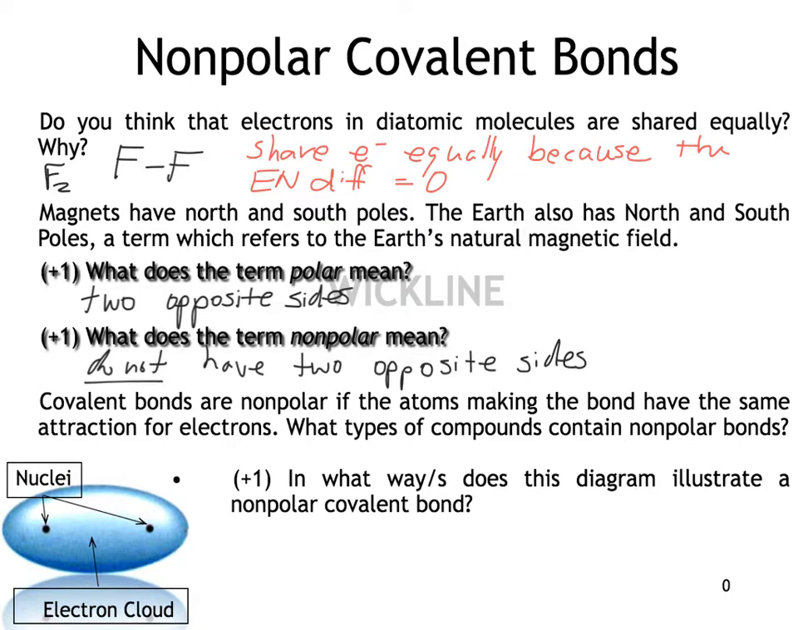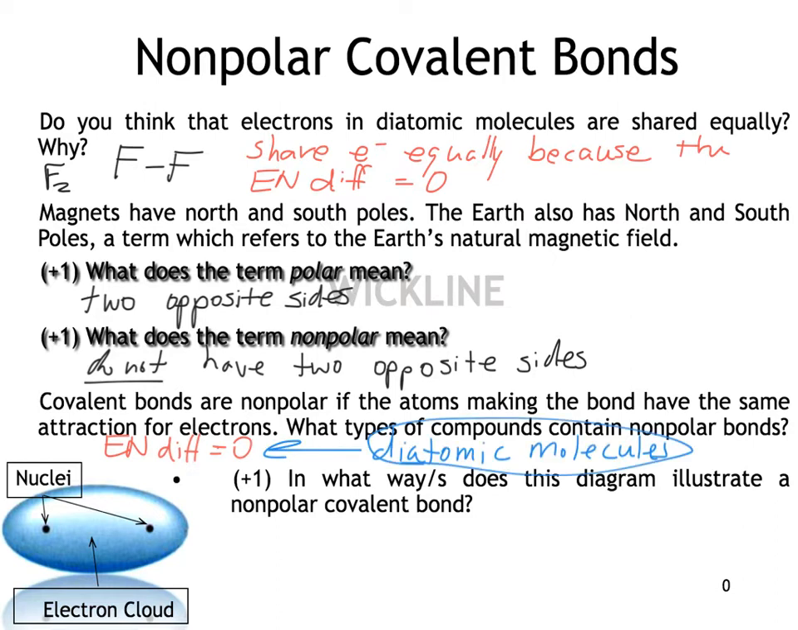All right, so to the meat of this slide, covalent bonds are nonpolar if the atoms making the bond have the same attraction for electrons. This is what we would call electronegativity. And the kinds of compounds that contain these nonpolar bonds are going to be the same compounds that have an electronegativity difference of zero. And as we were just discussing, those compounds are called diatomic molecules.